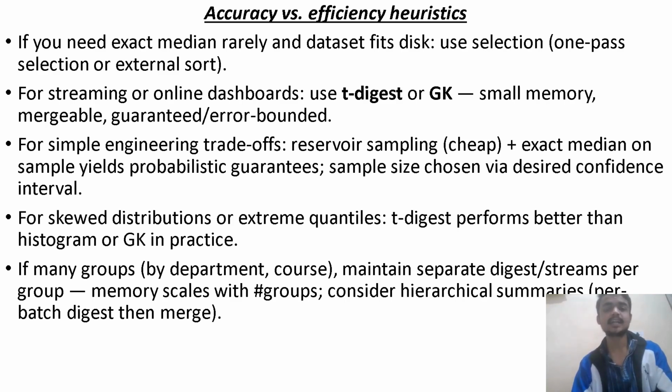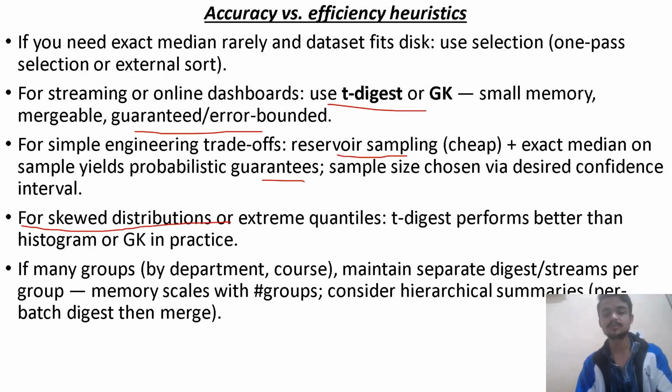Accuracy versus efficiency heuristics. If you need the exact median, rarely, on data sets on disk, use selection. For streaming or online dashboards, use T-digest or GK, for small memory, mergeable, guaranteed error bounds. For a simple engineering trade-off, use reservoir sampling, which is cheap, plus the exact median on the sample, which is probabilistically guaranteed. Sample size should be chosen for the desired confidence interval.